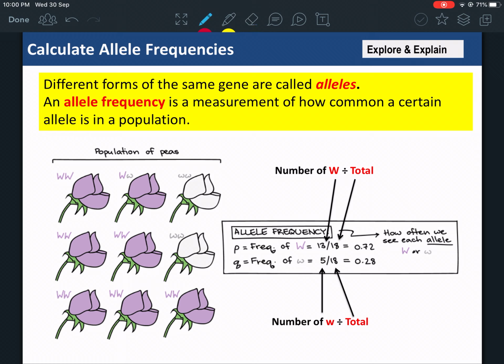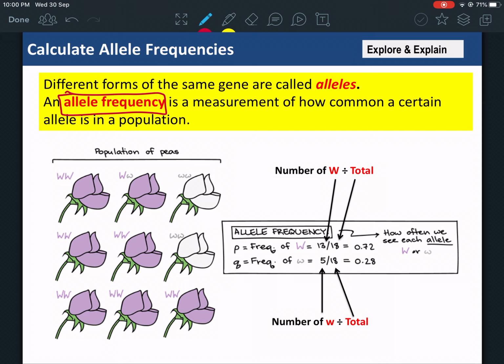But let's see how we calculate the allele frequency. Frequency is a measure of how common something is. So an allele frequency is how common the trait is, how common the allele is, because we talked about these being called alleles, W and w. Okay, these are called alleles and how common they are. And why are we studying this?